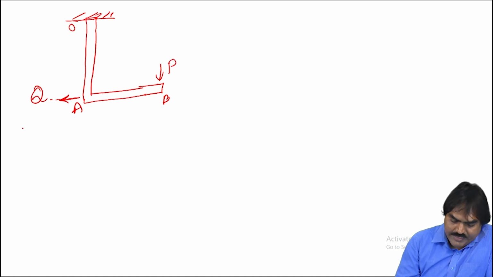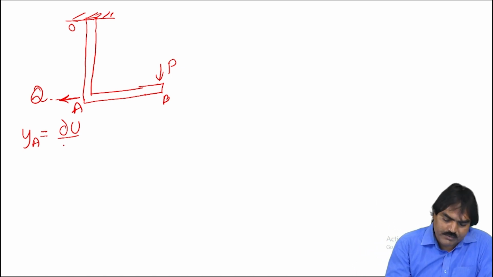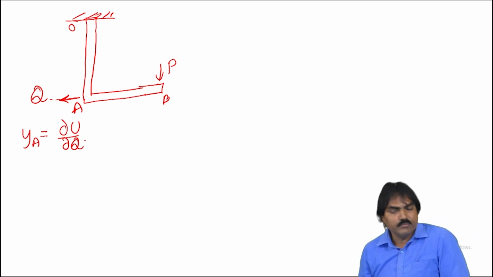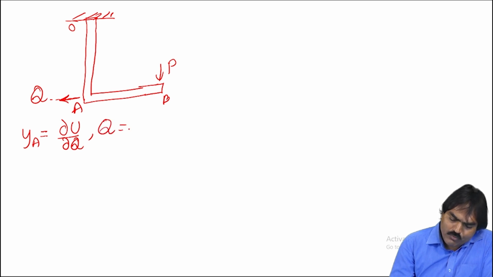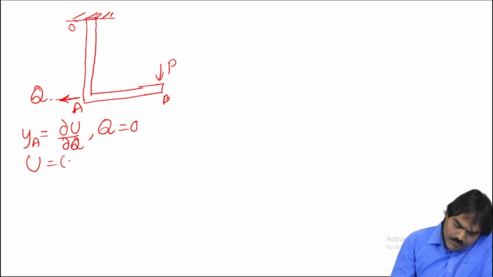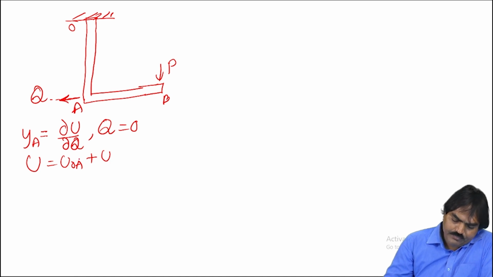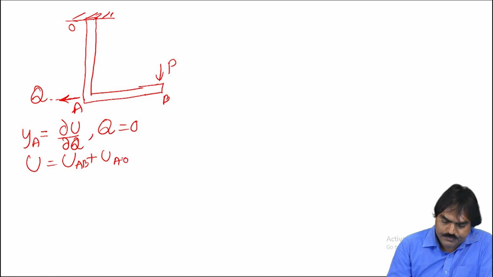Then what is YA? YA is equal to dou U by dou Q, because we find the total energy in the structure and differentiate that with respect to the load at that point, that is by dou Q. Finally, we can set Q equal to 0 because Q is the dummy load. Okay. What is U? U is UOA plus UAB.